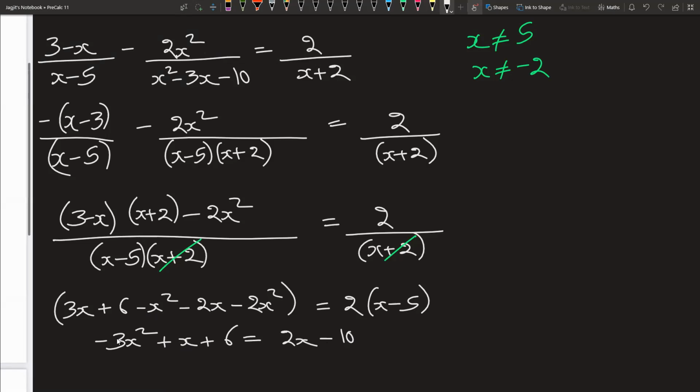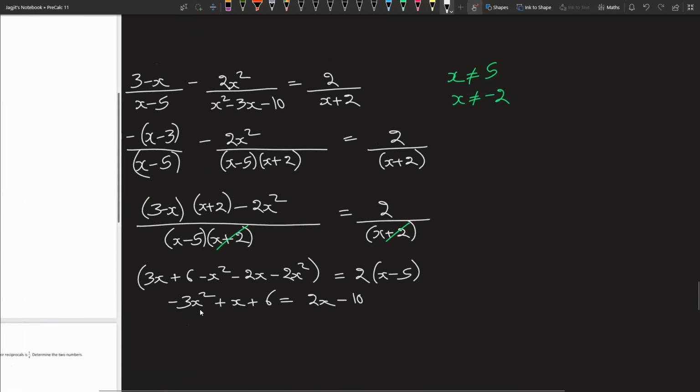I personally don't like to see a negative in front of the x squared term, so I'm actually going to move them to the right. Minus 3x squared goes to the right, it will become 3x squared. Minus x, when it goes to the right, it will become minus x. 2x minus x will give me x. 6, when it goes to the other side, will become minus 6. So minus 10 minus 6 will give me minus 16. That is equal to 0.